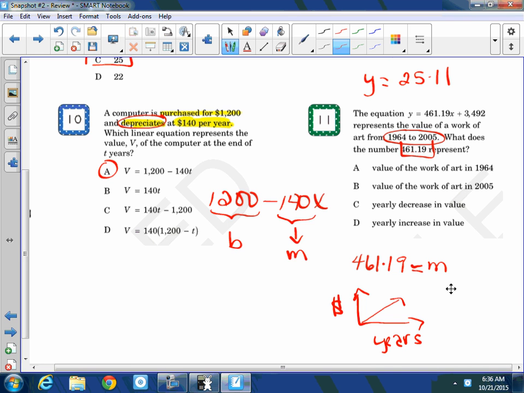Okay, so if the slope is 461.19, does that mean the value of the work of art in 1964? That would be your starting point, so that would be 3,492. Value of the work of art in 2005, you cannot find the value of the work of art in 2005 unless you plug in some years on X, because years is X. Yearly decrease in value, the value is not decreasing, otherwise it would have a negative slope, so the correct answer would be D.